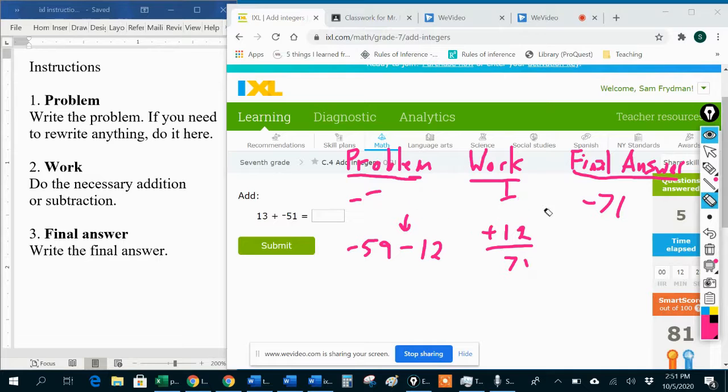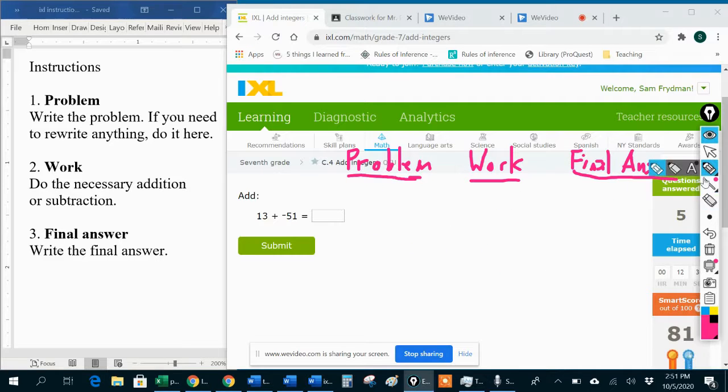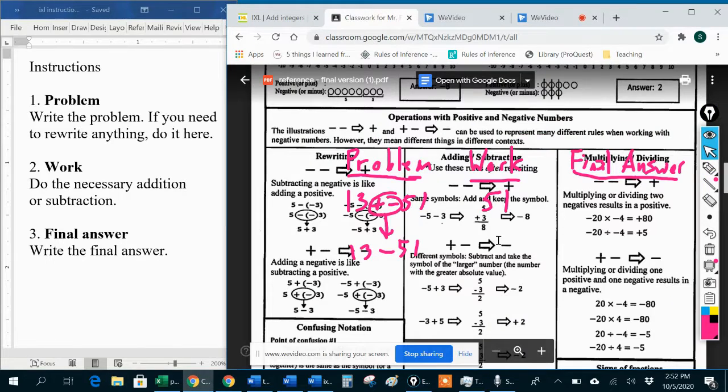Right, now I have over here 13 plus negative 51. Again, plus negative becomes minus, so I have 13 minus 51. The work that I'm going to do is subtraction here. My first number is positive, so I don't really need to bother so much with the same symbols, different symbols rules that I have on the reference page over here.